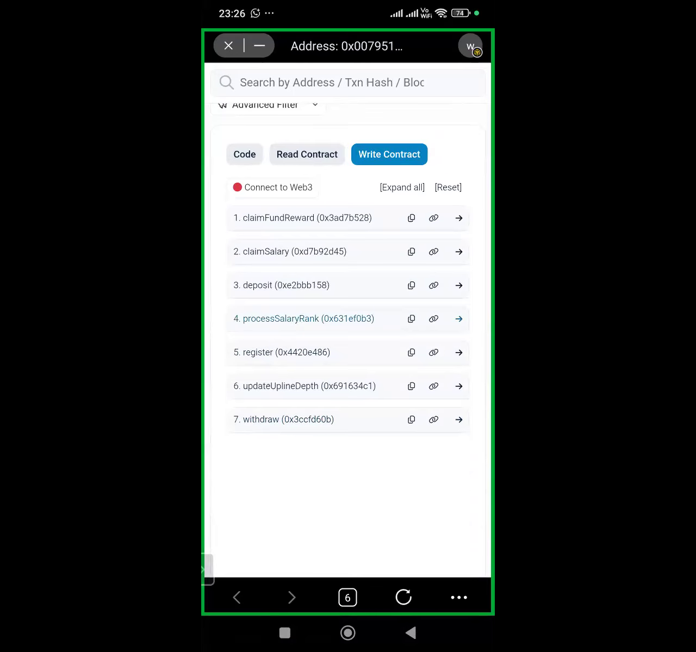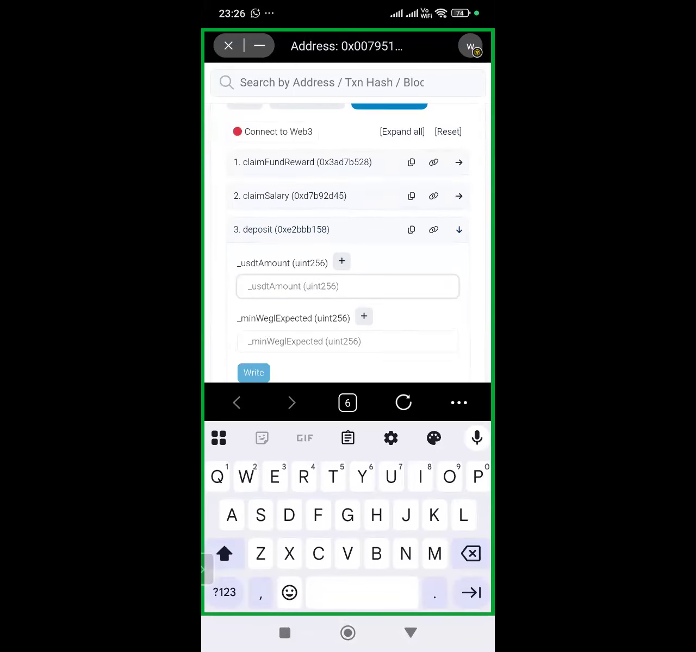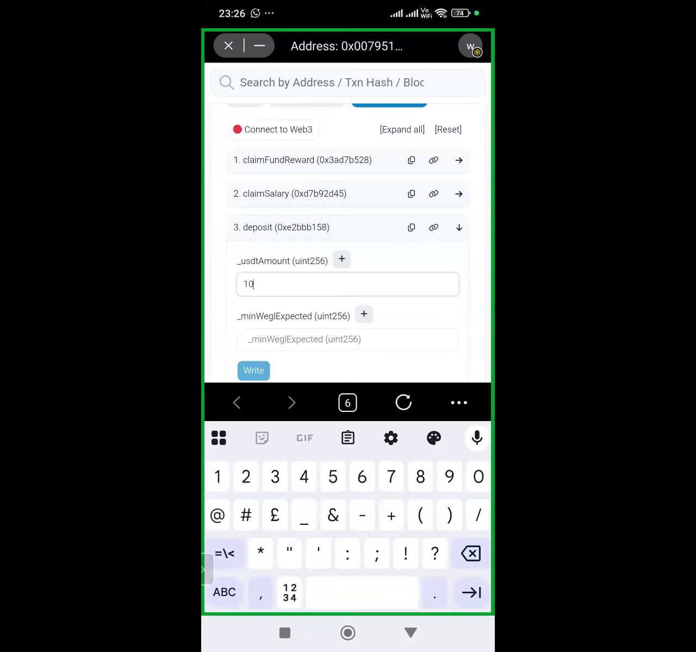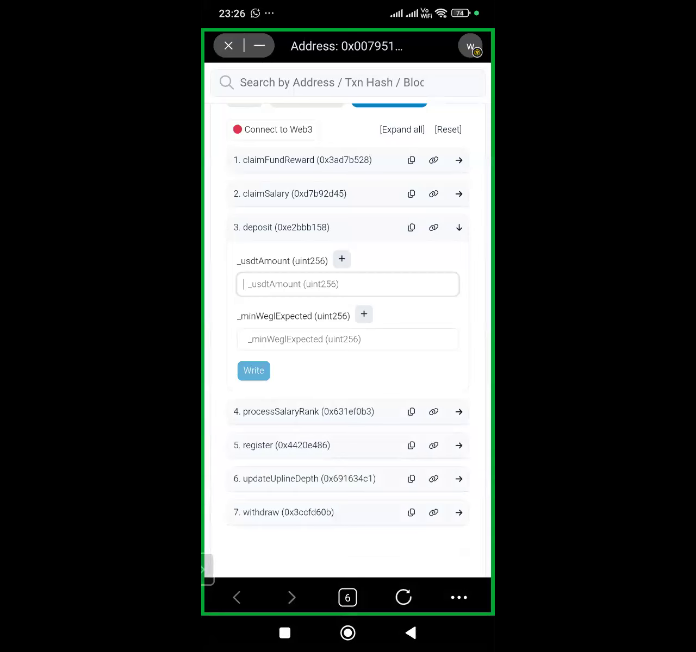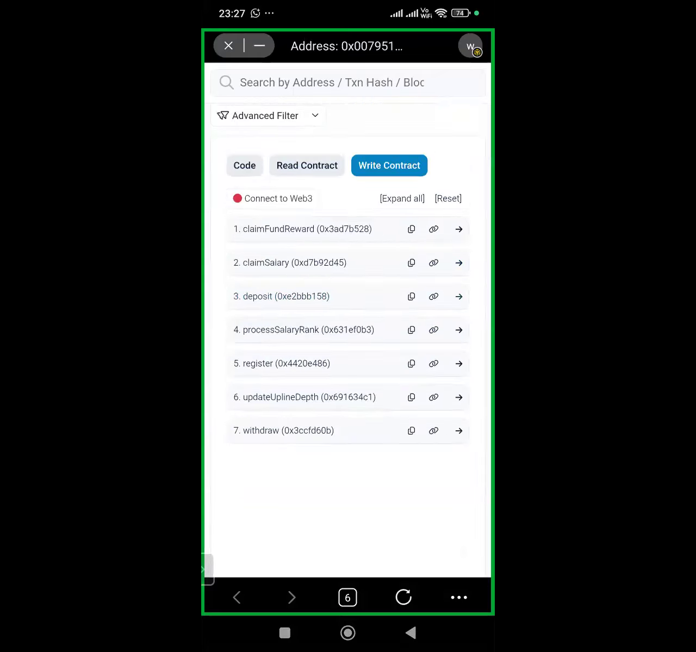You can claim your salary, you can deposit from here. You can see here the amount you want to put, you just write $100 here. So I just click on the right and confirm, and your $100 will be invested. It's a very simple process. Even from the back end you can perform every function because we are not working on a Web 2 system, we are working on a blockchain system.